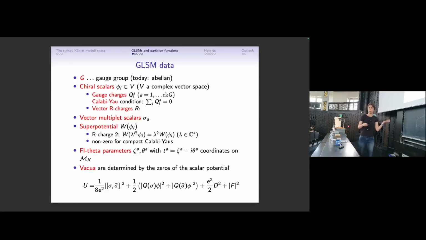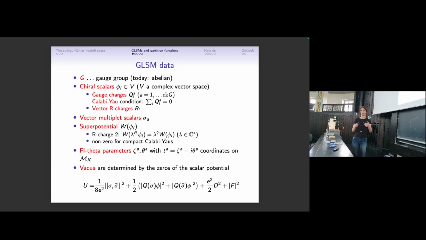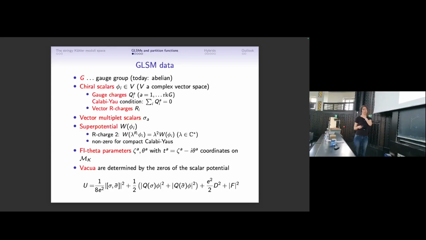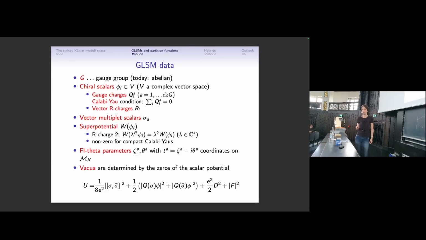I will not introduce the full theory, so these are nice theories. They have Lagrangians, you can write them down, you can write down supersymmetry variations. I will only introduce the scalar sector because I'm mostly interested in the vacuum, and I only need the scalar degrees of freedom to give you the definition of these partition functions.